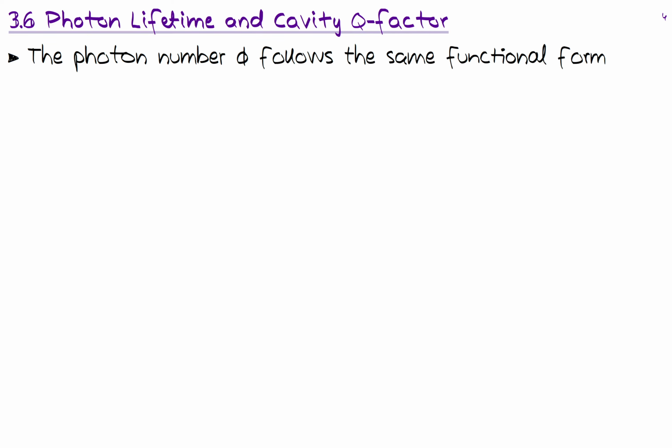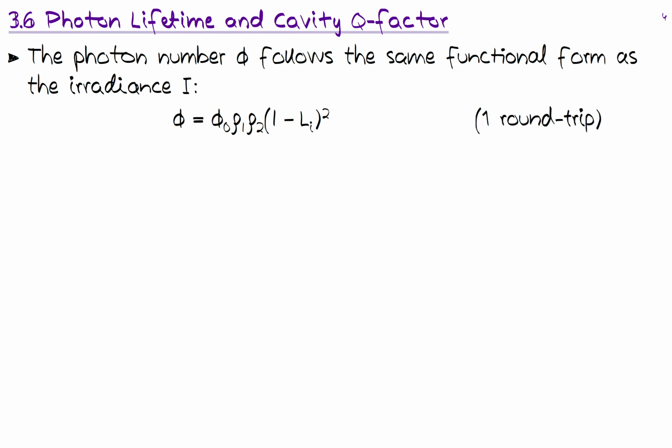So the photon number phi follows the same functional form as the irradiance or intensity, if we loosely misname irradiance as an intensity. Phi equals the original phi before the round trip, phi naught, times the mirror reflectivities, ρ1 and ρ2, times the internal losses to the power of 2, due to the fact that we are propagating through the cavity 2 times to make a round trip. So this is the number of photons after a first round trip.